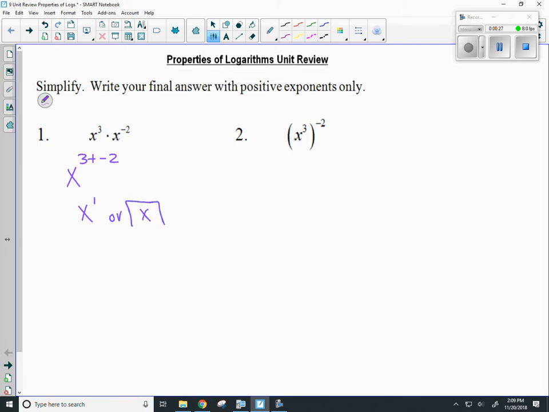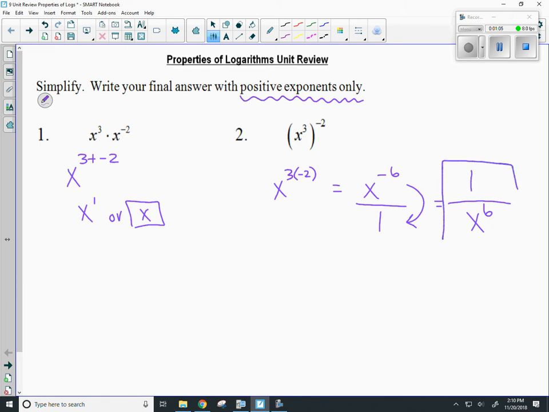If you take a look at number 2, whenever you have an exponent raised to another exponent, that's when you're going to multiply those numbers together. So technically you're doing 3 times negative 2, or in other words, we just have x to the negative 6. And since our directions say write it with positive exponents only, we need to rewrite this with a positive exponent. So we're going to take this x to the negative 6 and move it to the denominator, at which point it changes the exponent to be positive. And we can't leave the numerator empty, so go ahead and put a 1 in there.